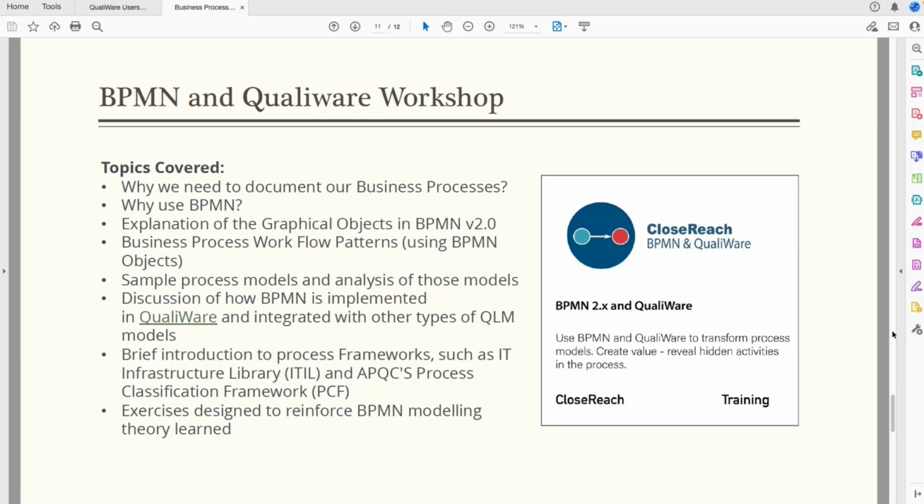Topics we cover, just like we talked about earlier, and we get into that sample process, and I get them to model that out. Some good discussion around how BPMN is implemented where they are and in QualiWare, and then integrated into other types of QLM models. A brief introduction of other process frameworks, such as ITIL, if you're using ITIL, or the APQC's process classification framework. And then exercises designed to reinforce the BPMN modeling theory that they learn. So that's what we cover off in those days.